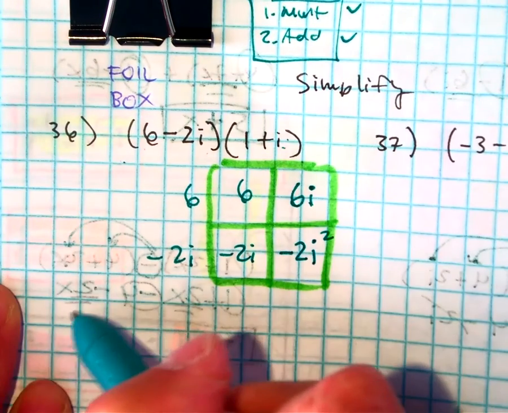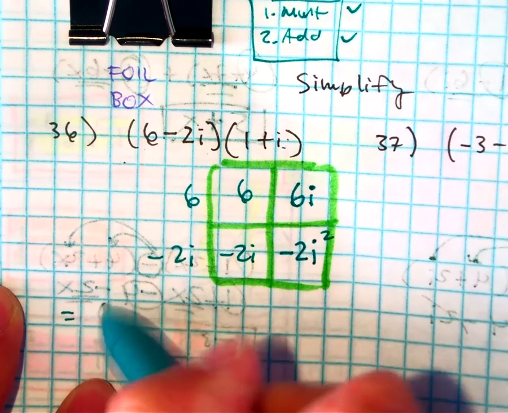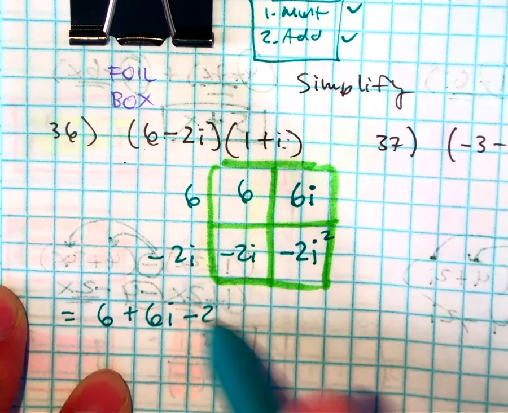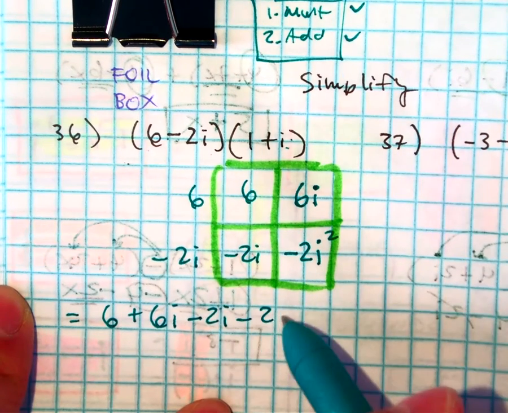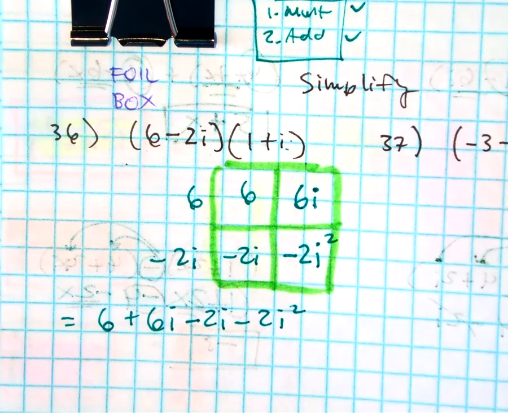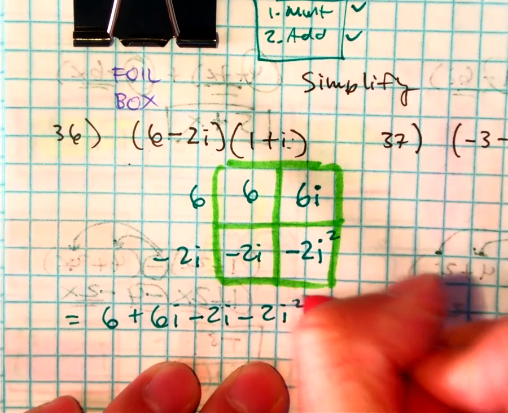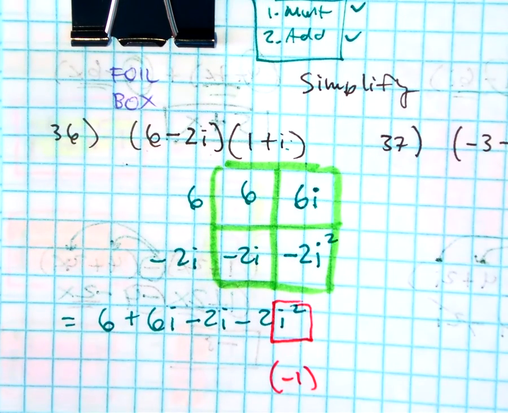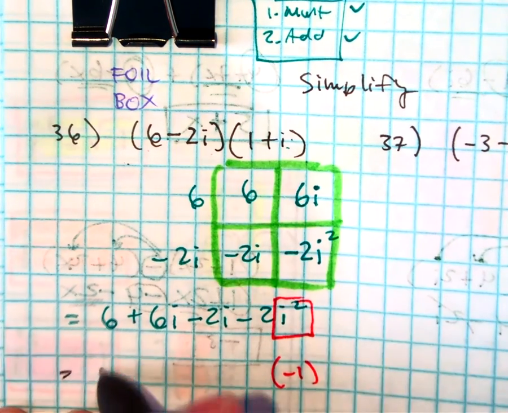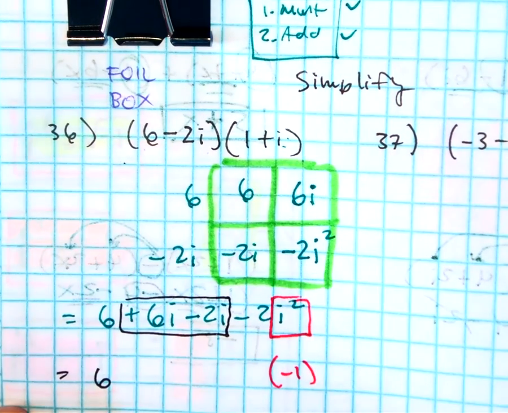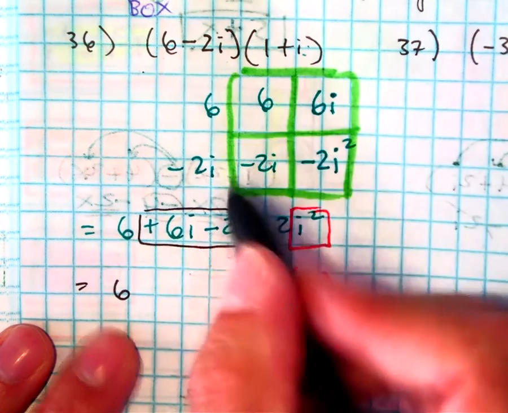So let's take these out of the box. So I have 6. 6i here is positive. Minus 2i. And minus 2i squared. Ryan, i squared is equal to negative 1. Now I can just write everything else. Let's combine like terms here. 6i and a negative 2i gives us 4i.